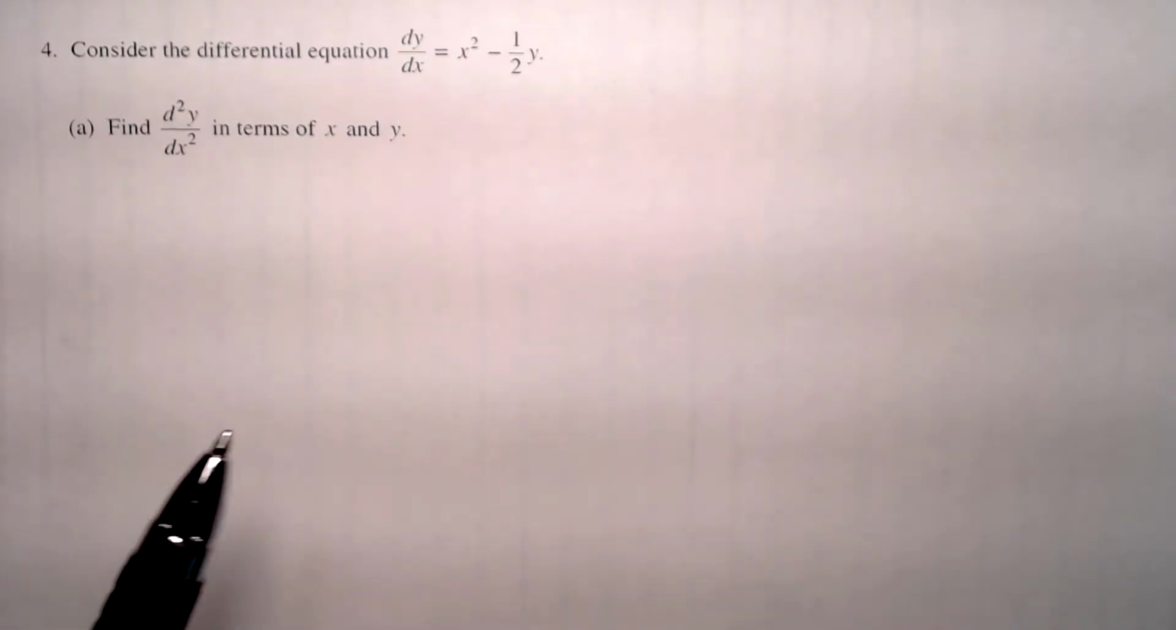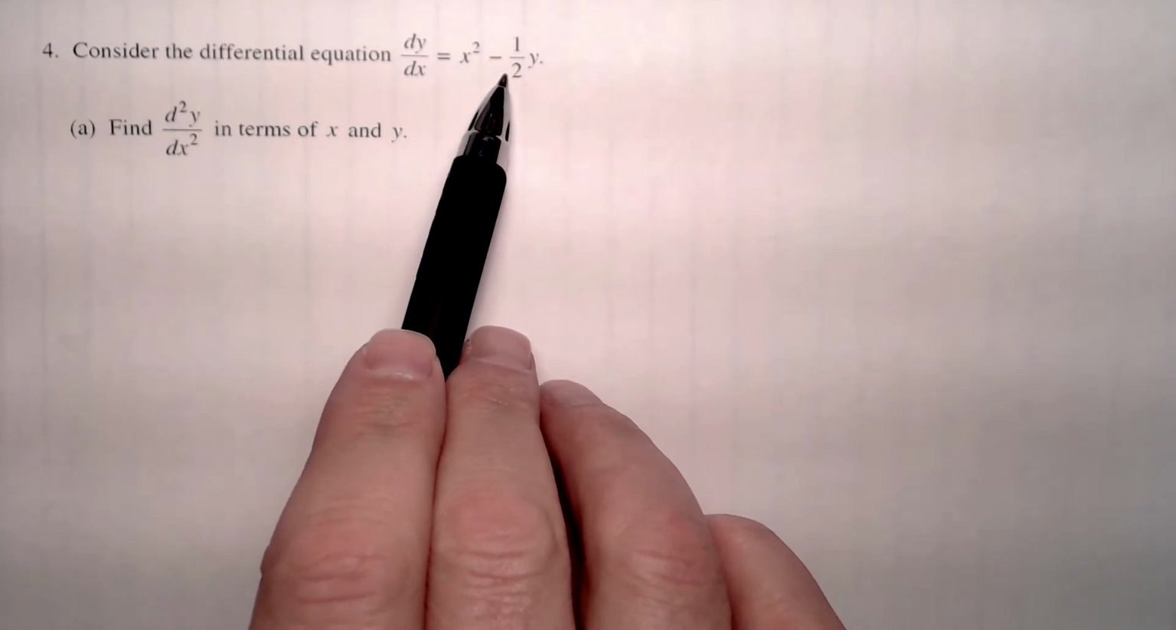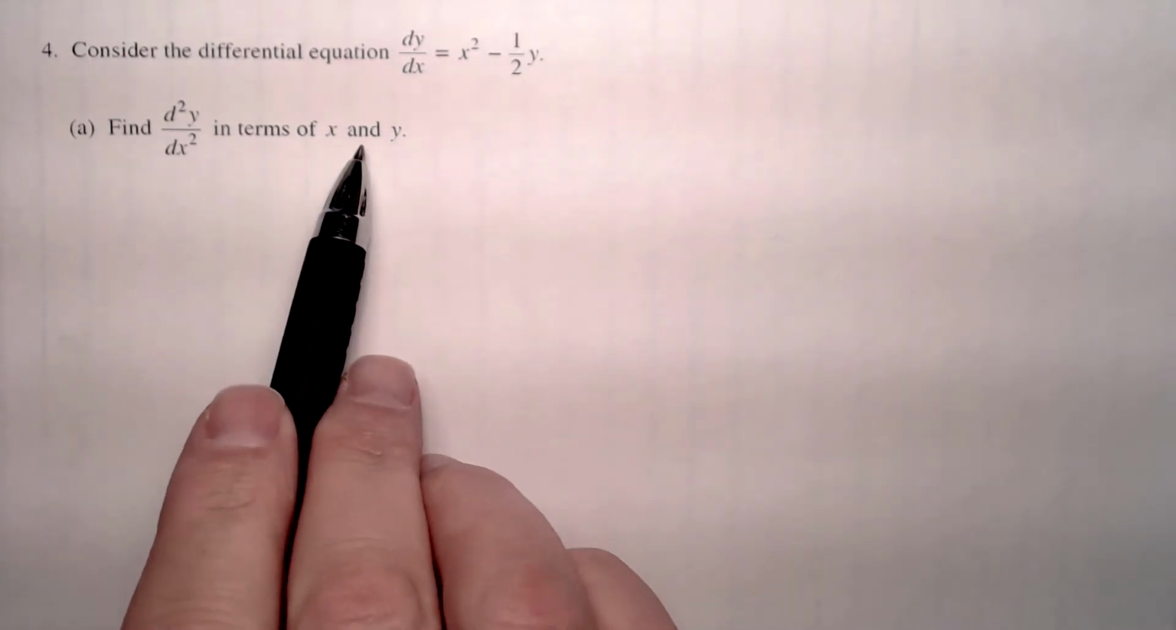In this question, we are given the differential equation dy over dx equals x squared minus 1/2 y. And we need to find the second derivative of y with respect to x, in terms of x and y.